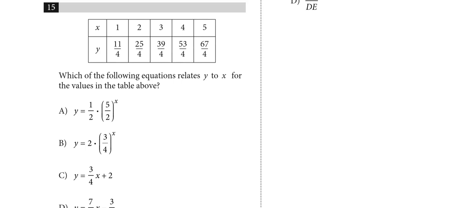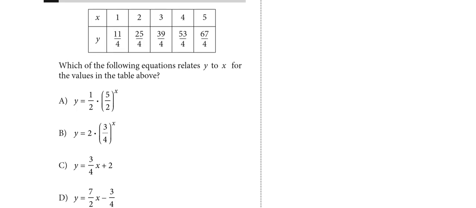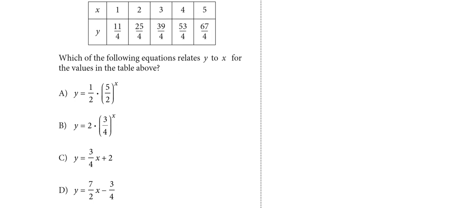Which of the following equations relates y to x and the value? Okay, so let's see what we have here. Are we going up by the same amount every time? We are, aren't we? If we're going up by the same amount every time, isn't that linear? Okay, so it cannot be exponential. How much is it going up by each time? Every time I go from one to the next, what am I going up by?